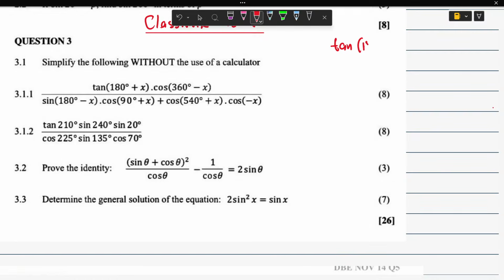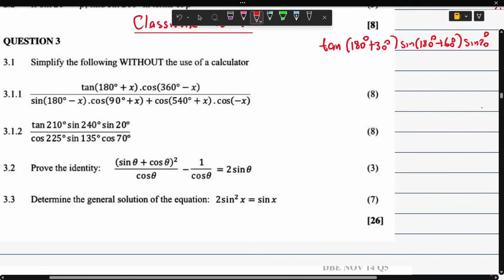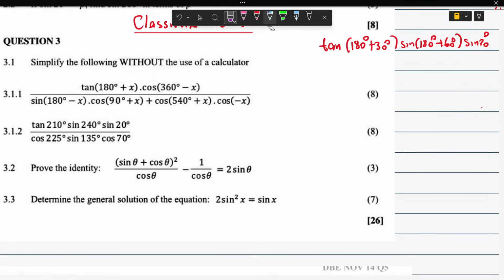Tan 210 is 180 degrees plus 30 degrees. Sine 240 is 180 degrees plus 60 degrees. Then sine 20, I'll keep it like that because I don't know what is happening with this one. Then what we do is cos 225. Cos 225 degrees is what? Let's change cos 225.